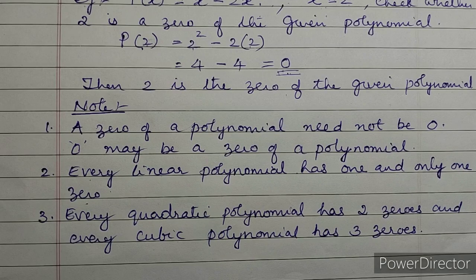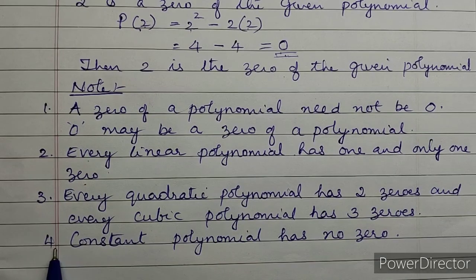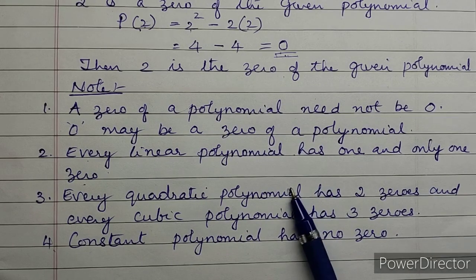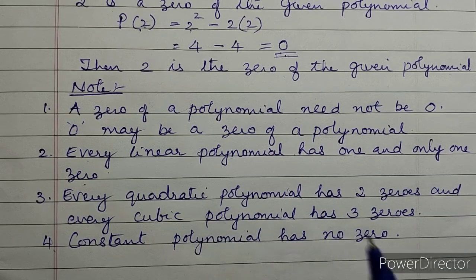Now, what about a constant polynomial? A constant polynomial means any number. A constant polynomial has no 0. That is the next rule, the fourth one: a constant polynomial has no 0. Now every real number can become the 0 of a polynomial, and a polynomial can have more than one 0 also. So these are the rules of the 0 of a polynomial.